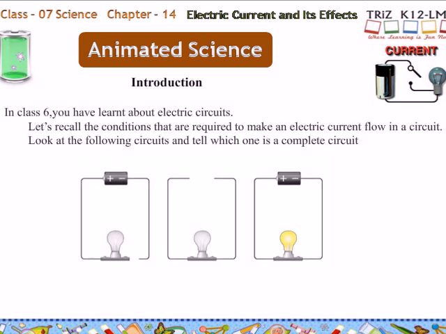In Class 6, you have learnt about electric circuits. Let's recall the conditions that are required to make an electric current flow in a circuit. Look at the following circuits and tell which one is a complete circuit.